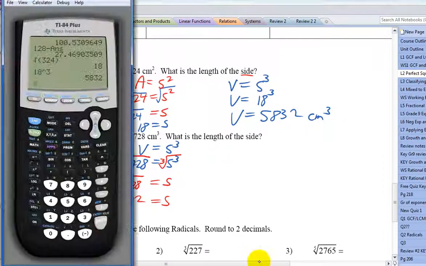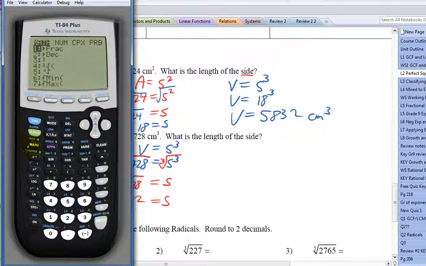For a newer calculator, like a graphing calculator, I got to get cube root first. And I'm looking for it. I think I have to go math, don't I? Yep. So I'll go cube root, which is 4. And cube root what? 1728. Put my bracket in, press enter, 12. Okay.